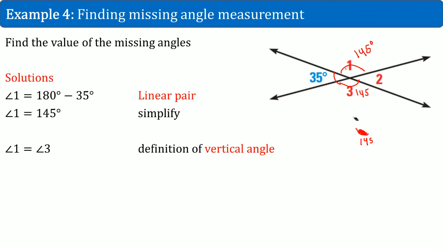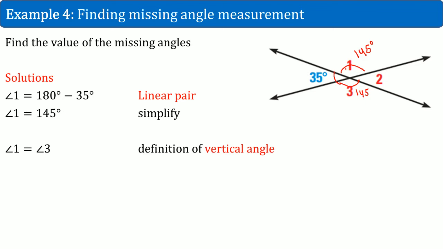That's why. Or you can just say that it is vertical angles because angle 1 can be reflected to make angle 3 by reflection. And we know because reflection is a rigid motion, the angles are also going to be the same. So we could say angle 1 is equal to angle 3.